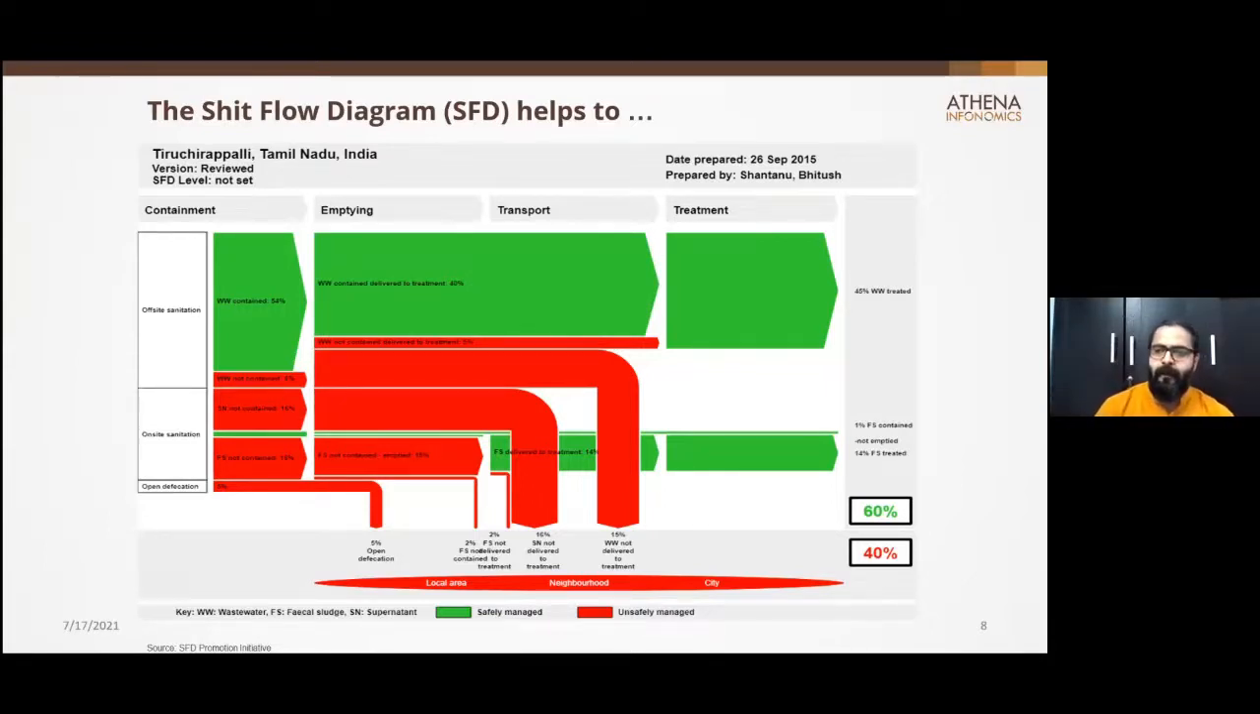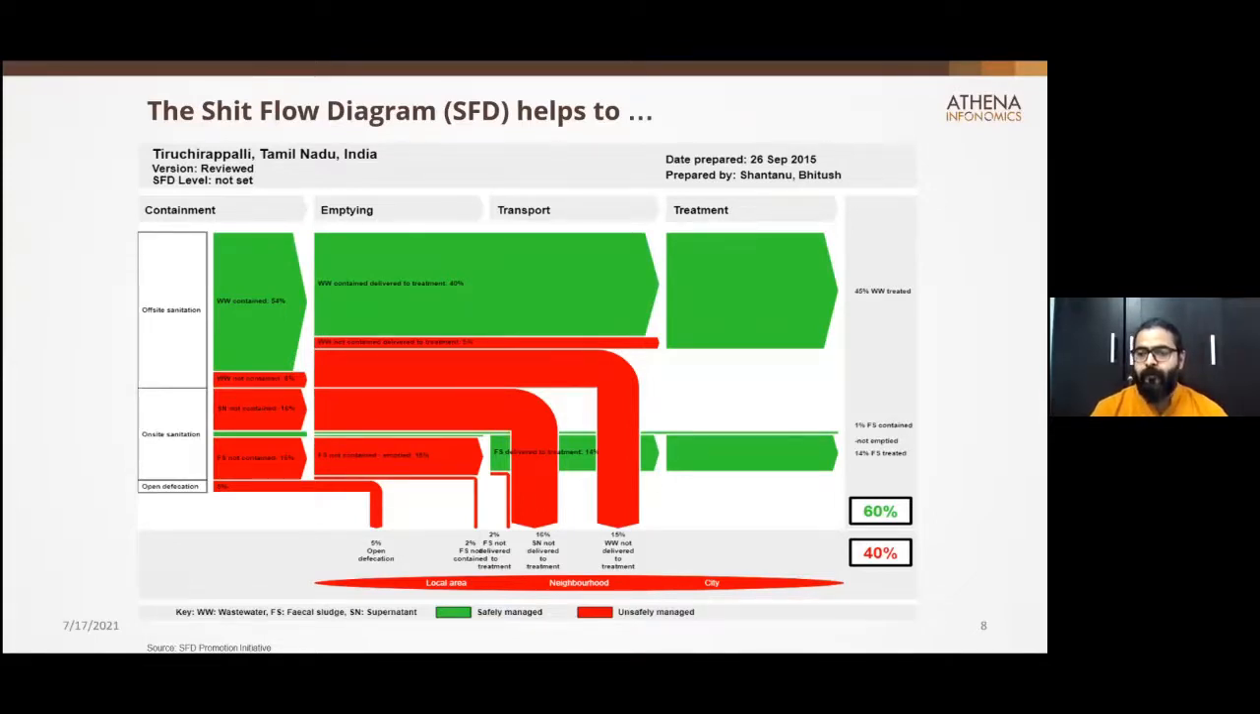Right. And so you can see, coming back to fecal sludge not contained, the arrow is red because the containment system was not contained. But you see the arrow turns green at the transport stage, which is fecal sludge delivered to the treatment facility.